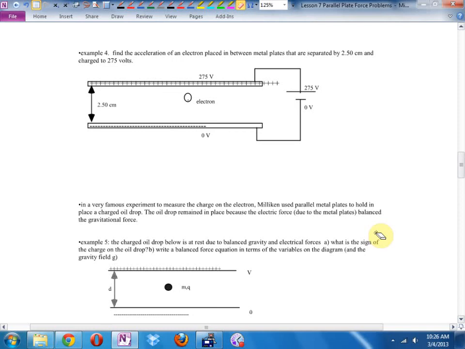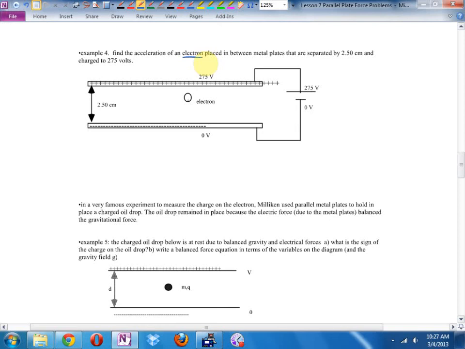Now we can start to direct and move and control charges. We're starting, Jimmy, to get to the whole notion of a particle accelerator, some of the physics that goes on in them. Find the acceleration of an electron, Mr. Duke, placed in between metal plates that are separated by 2.5 centimeters and charged at 275 volts.